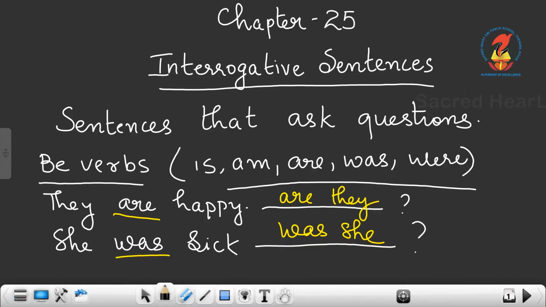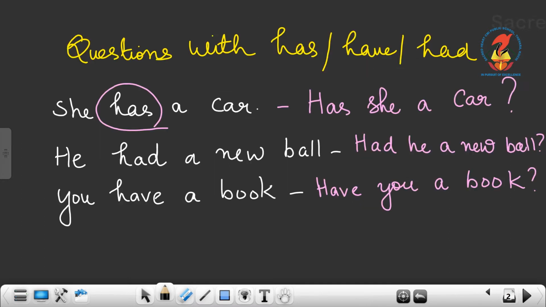See, they are happy. How can you make a question here? Here you can make a question just by using the same be verb, are. You don't have to search for any other question word here if it's a be verb. They are happy. The same be verb you can use to make it a question. Now, she was sick. What is the be verb here? Was. The same be verb you can use for the question. So, was she?